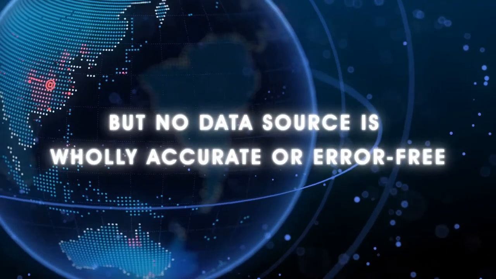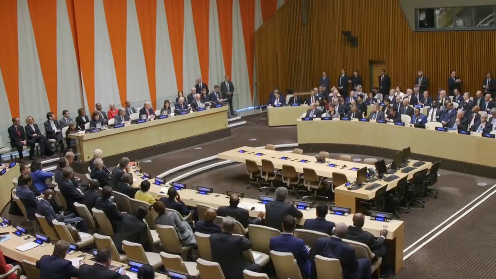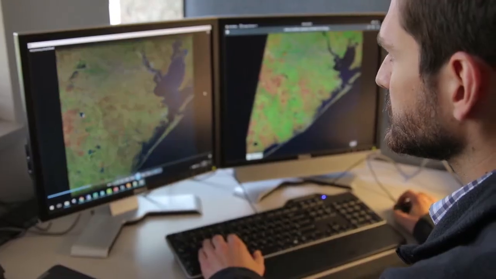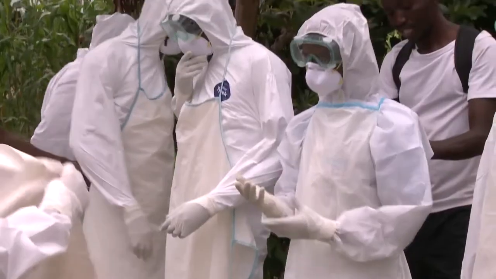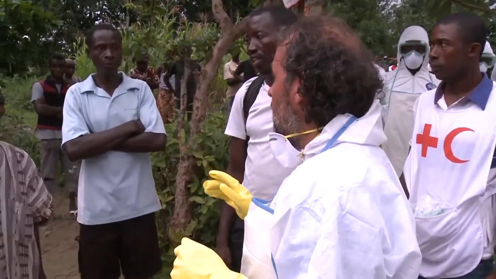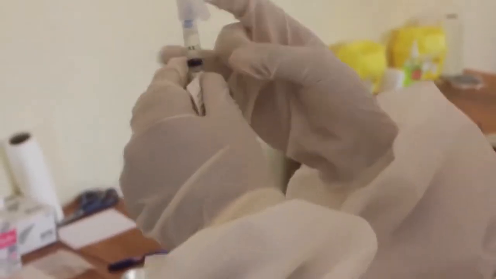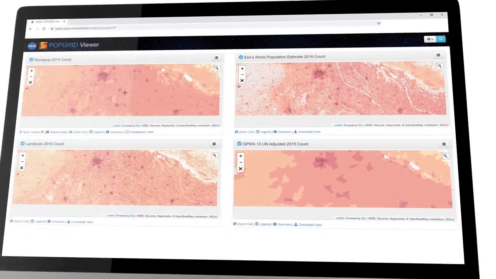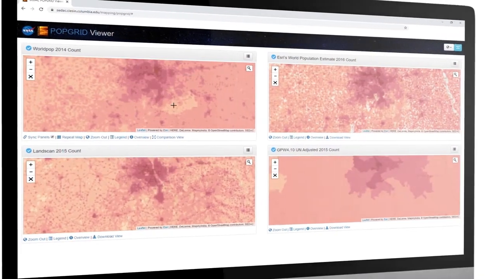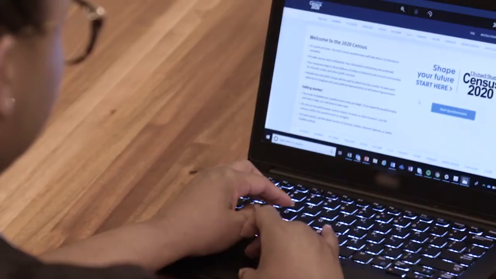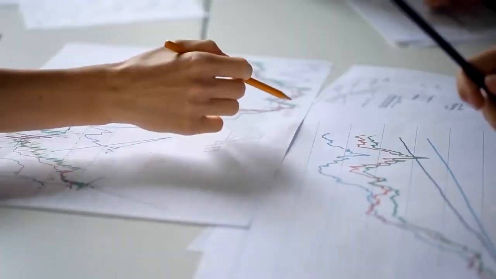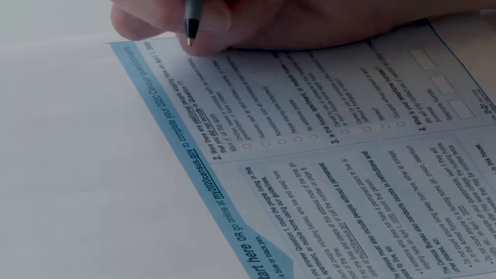But no data source is wholly accurate or error-free, and policymakers and other data users need to be aware of their differences, strengths, and limitations for potential application, especially in emergencies when they may lack the technical expertise and time is of the essence, particularly during pandemics like the Ebola virus and the coronavirus. While gridded population data can produce estimates with greater frequency and granularity, they cannot replace the census, which is still a vital resource policymakers must continue to invest in. Instead, they complement census data, where there may be gaps in timeliness, coverage, and quality.